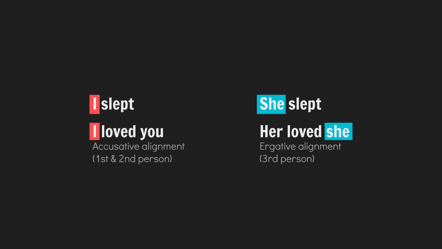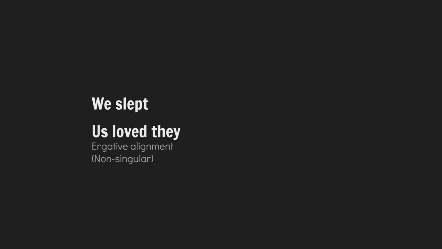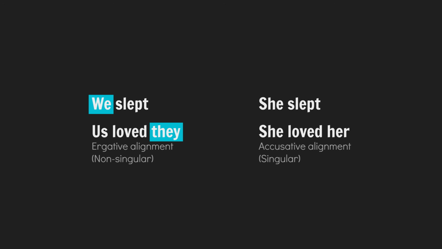You could also create splits based on number. Maybe non-singular person markers get one alignment and singular person markers get a different alignment. We slept, us loved they. Non-singular person markers, ergative alignment. She slept, she loved her. Singular person markers, accusative alignment.